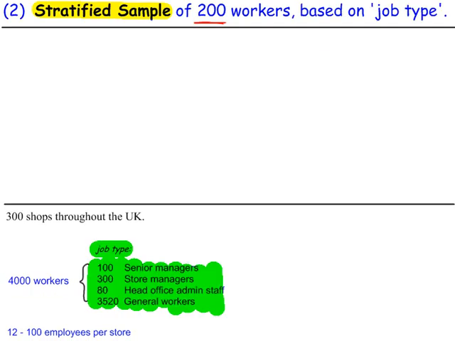Stratified sampling. Here we're trying to select 200 workers based on job type. The job types are these: senior managers, store managers, head office, general workers. What you need is this formula, and you need to memorize this. It's not given to you in the formula book. Layer divided by population times sample size.